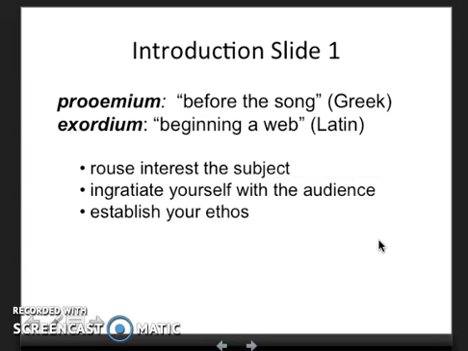In Greek, the rhetoricians talked about an introduction being what they called a proemium, which meant before the song. In Latin, they used the term exordium, which means beginning a web, and the classic rhetoricians said that an introduction is there to rouse the interest of the audience, to ingratiate yourself with the audience, meaning to get them to like you, and to establish your ethos, meaning to establish your credibility. So how are you going to do that in these first few slides?